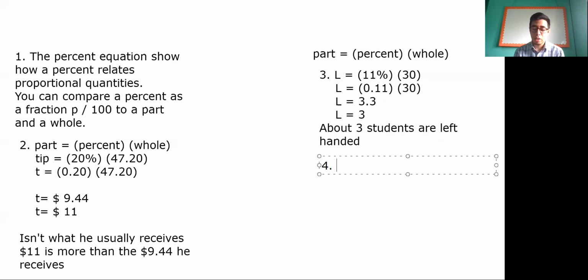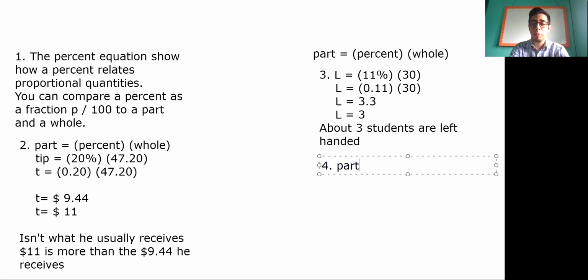An auto insurance company pays 12% commission to its agents for each new insurance policy they sell. Okay, insurance policy they sell, they are for the autos. How much commission does an agent make on a $1,000 policy?